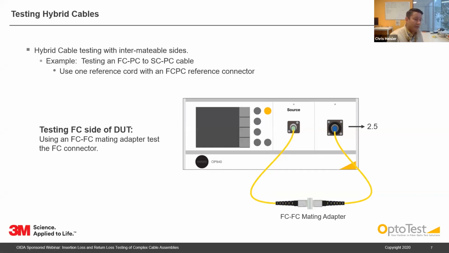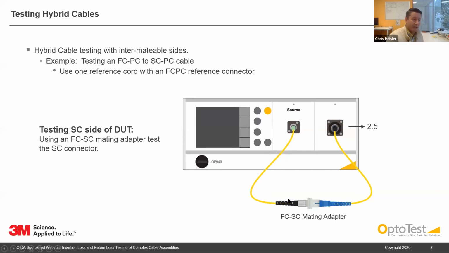Now, to test the FC side of our FC to SC hybrid cable, we're going to use an FC to FC mating adapter to connect the FC side of the DUT to the FC reference connector. And then we're going to connect up the SC end to our universal 2.5 millimeter OPM adapter. And this will measure insertion loss and return loss on this connection here.